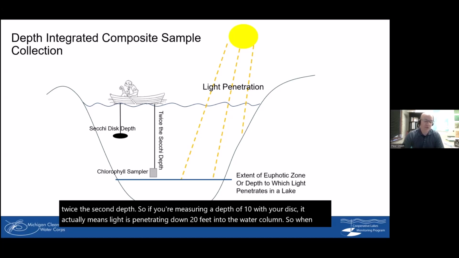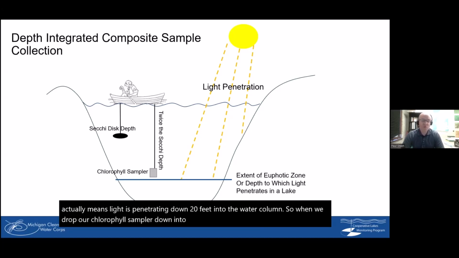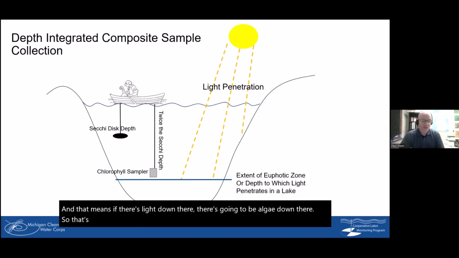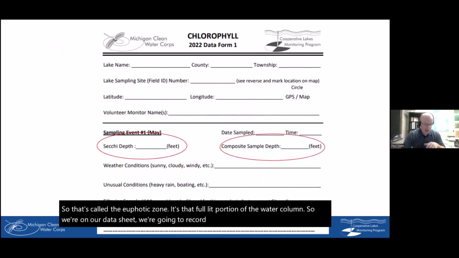So when we drop our chlorophyll sampler down into the water column, we want it to go all down that full 20, because even though our eyes can't see it, the light is getting down there. And that means if there's light down there, there's going to be algae down there. So that's called the euphotic zone. It's that full lit portion of the water column. So on our data sheet, we're going to record both the Secchi depth and the composite sample depth that is twice the Secchi depth. So in this case, it would be 10 on the left side and 20 on the right side.